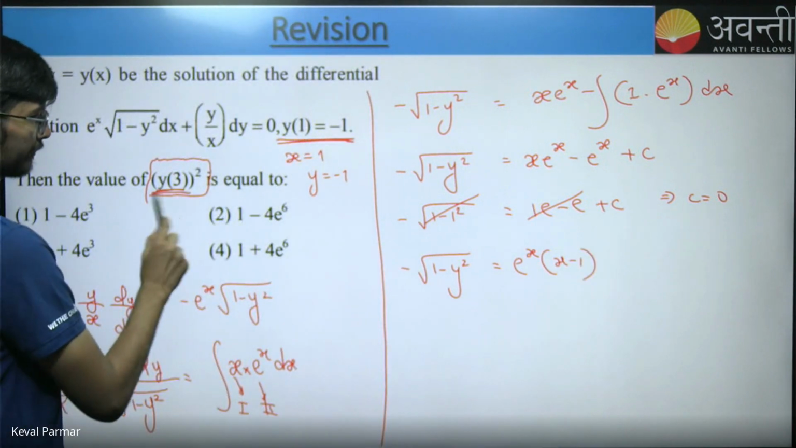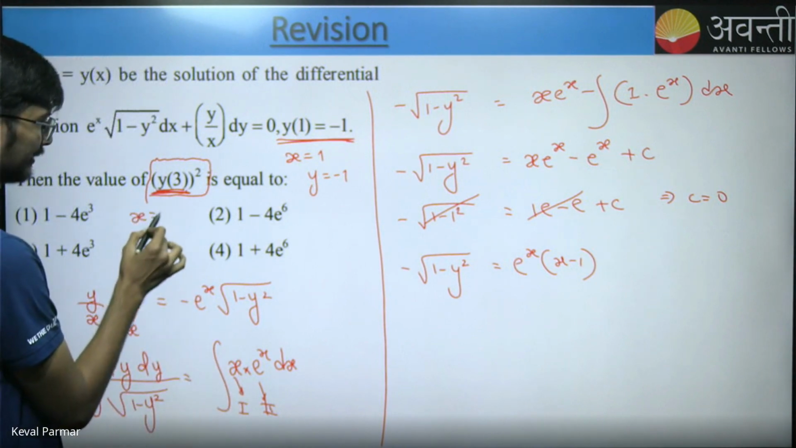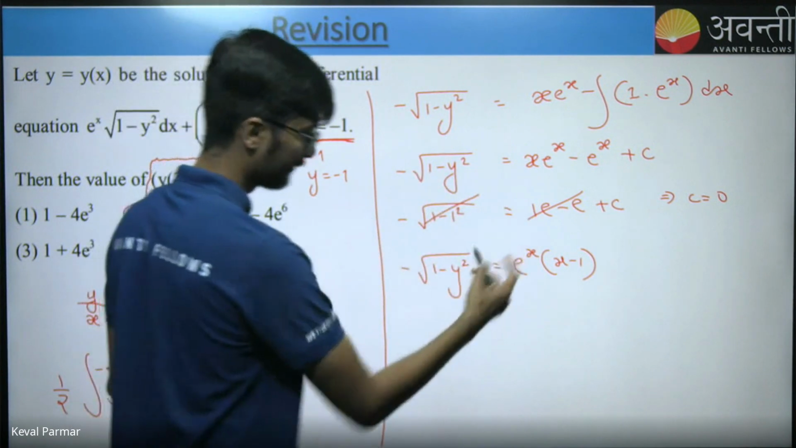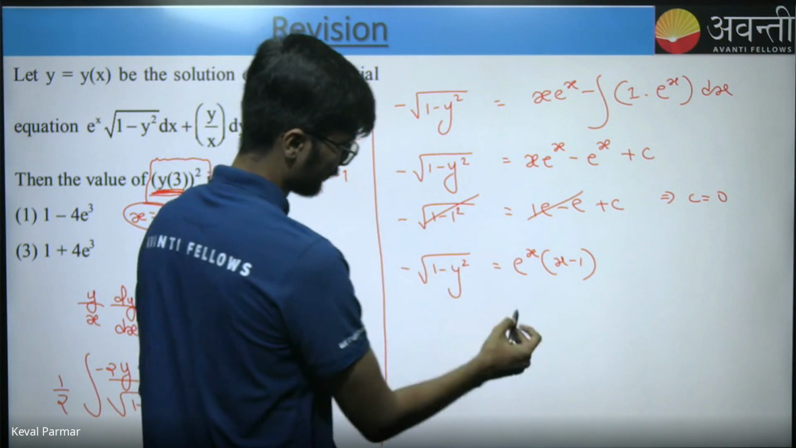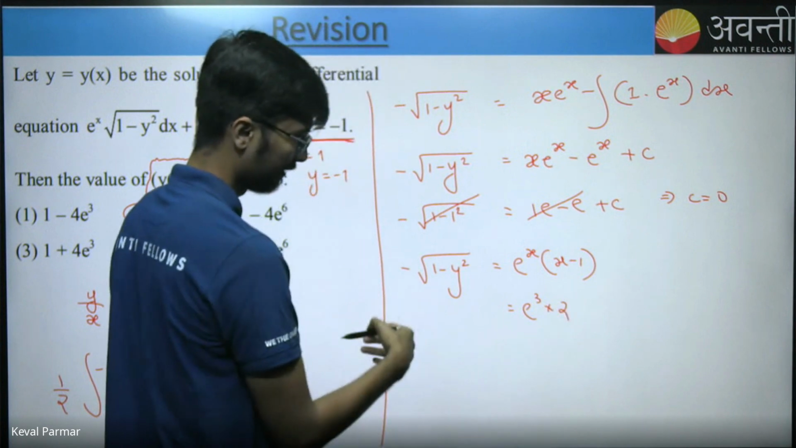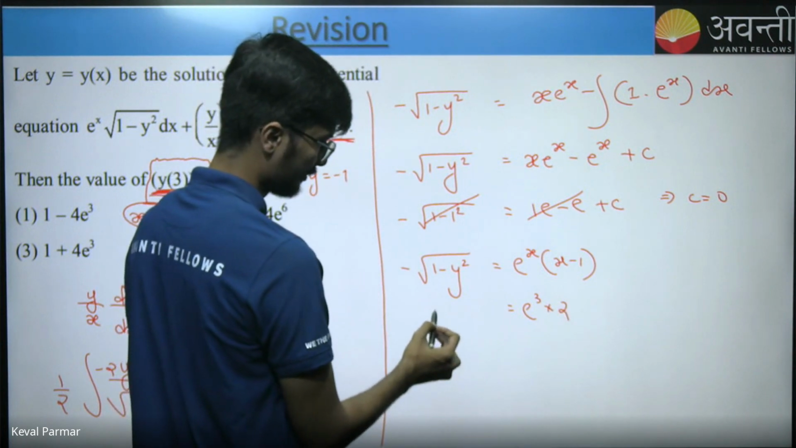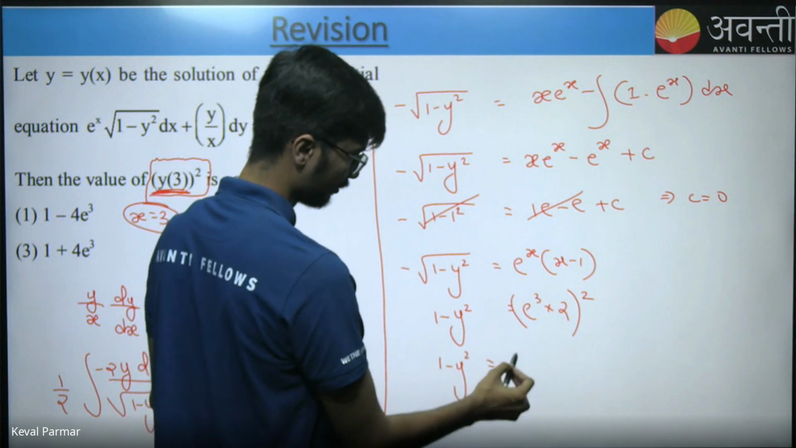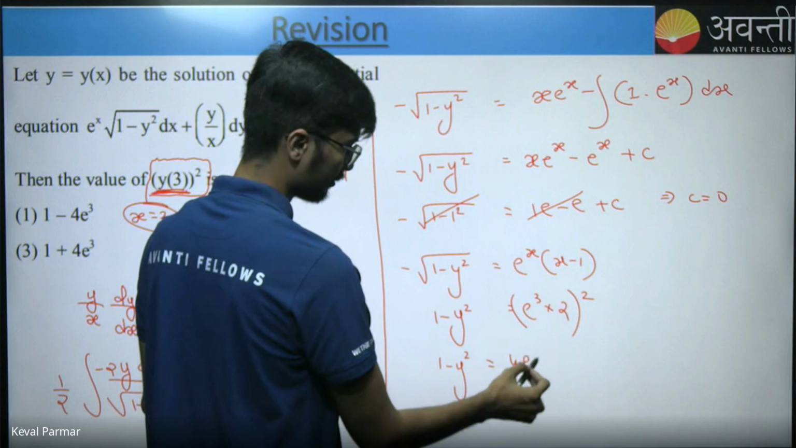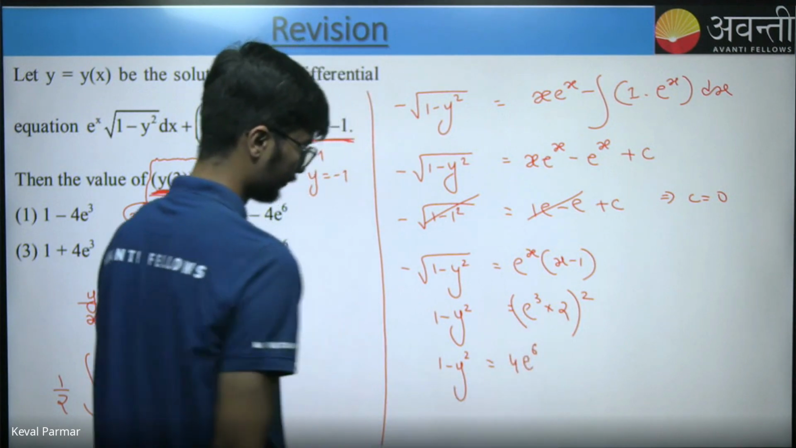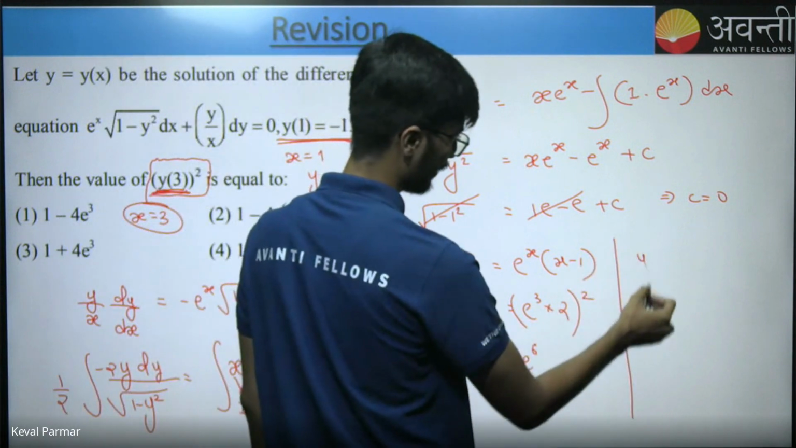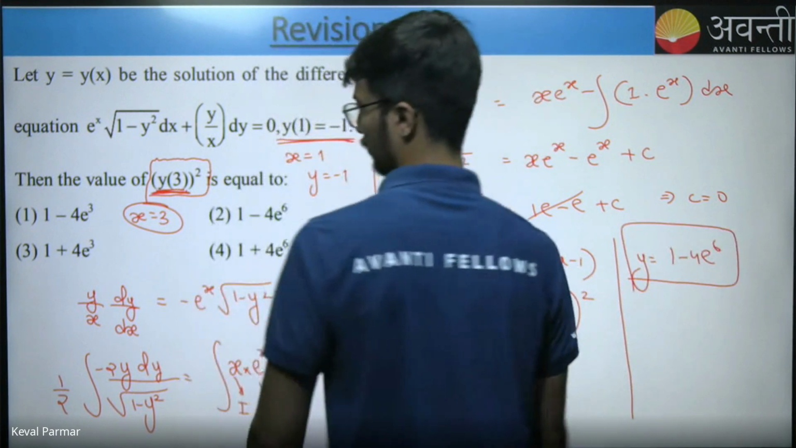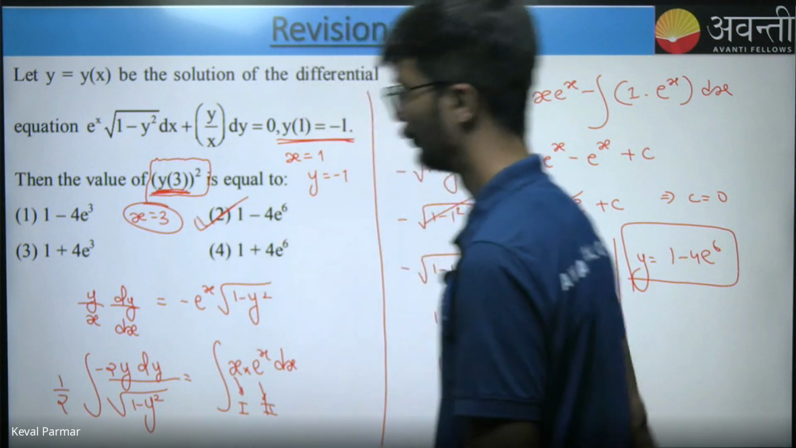Now they want us to find the value of y of 3. That means we have to put x equals 3. If we put x equals 3 here, so we'll get e raised to 3 into 2. We want the value of y, so we need to square. So if we square, we'll get 1 minus y square is equal to this square. So 1 minus y square will be equal to 4 e to the power 6. So I think y square will be equal to 1 minus 4 e to the power 6, which is option number 2.